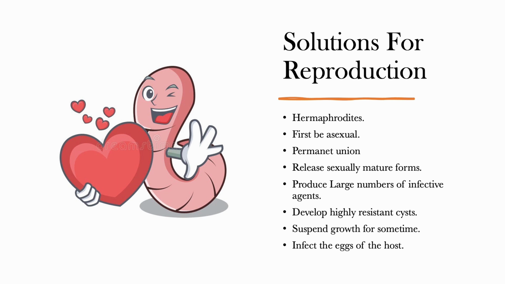Some of them use an intermediate host for their transfer to the primary host. For example, the malaria parasite or the Plasmodium is carried by the female Anopheles mosquito to man. That intermediate host gives them higher chances of survival.